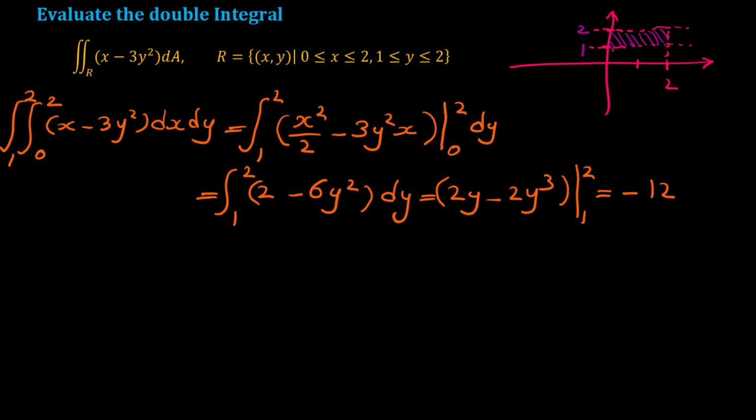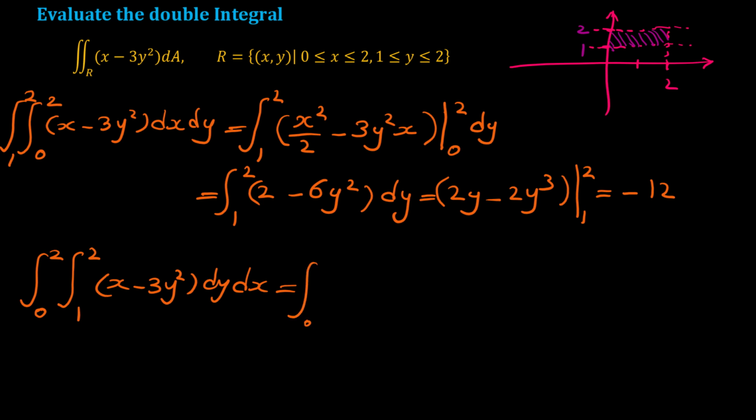Now let's see what the value of the integral is if we change the order of integration. The integral is now from 0 to 2, 1 to 2 of x minus 3y to the 2 dy dx. Now we have to find the integral with respect to y. Because we are finding the integral with respect to y, x is a constant. So what is the integral of x dy? It is xy, not x to the 2 over 2, because the integral is with respect to y. So x is like a number.